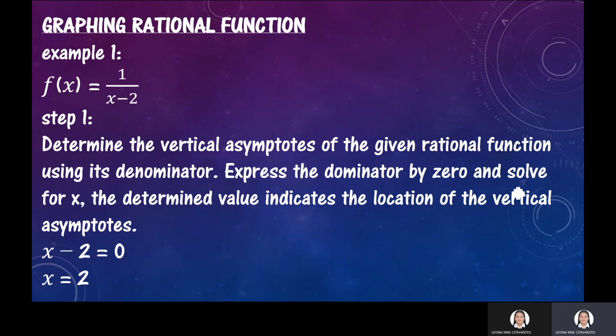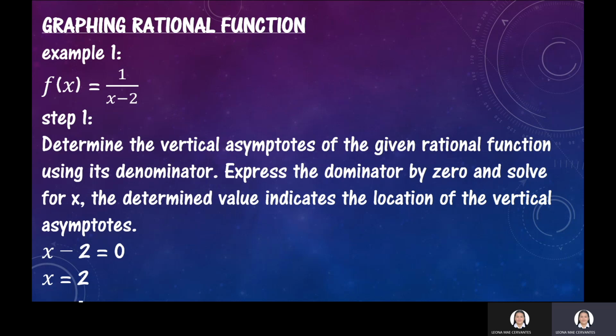Next, graphing rational functions. Example number 1: f of x is equal to 1 over x minus 2. Determine the vertical asymptotes of the given rational function using its denominator. Equate the denominator to 0 and solve for x. The determined value indicates the location of the vertical asymptotes.